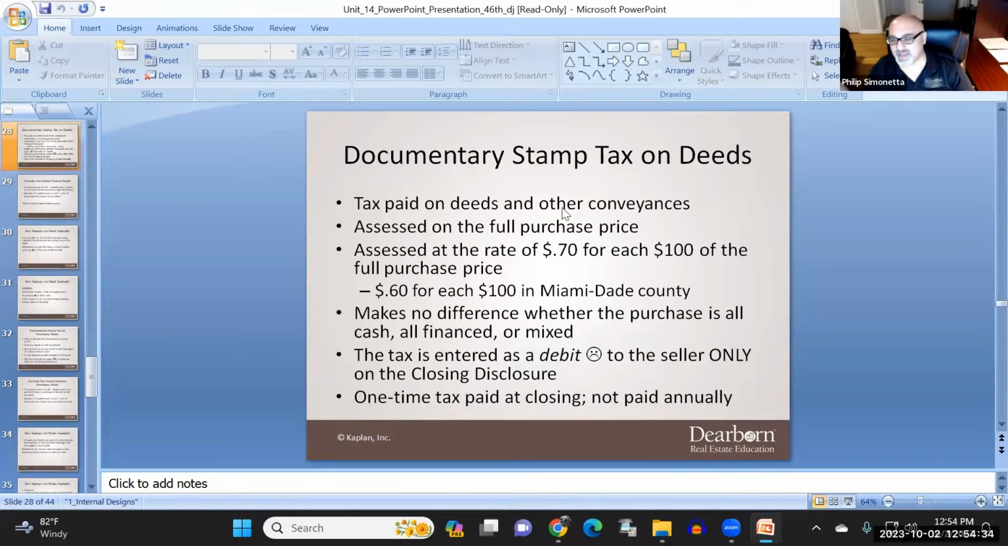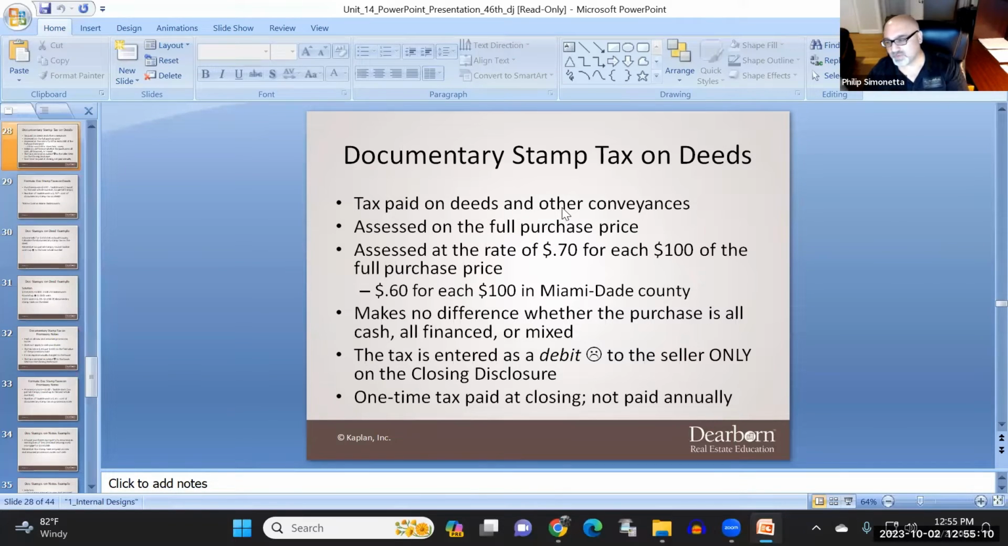Doc stamps on tax deeds. Okay, this is a tax paid on deeds and other conveyances. It's assessed on the full purchase price. It's assessed at the rate of 70 cents per $100 of the full purchase price, 60 cents per 100 in Miami-Dade. It makes no difference whether the purchase is cash, financed, or mixed. Makes no difference. This tax is a debit to the seller only. Only the seller pays the tax stamps. This has nothing to do with the buyer.